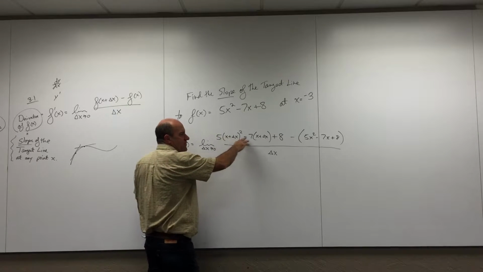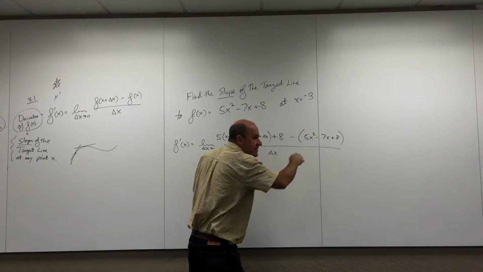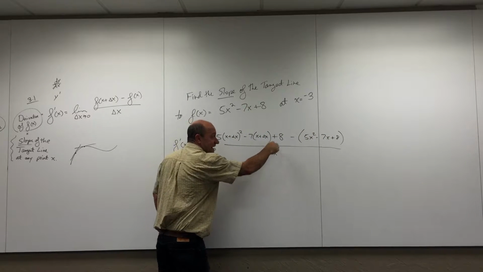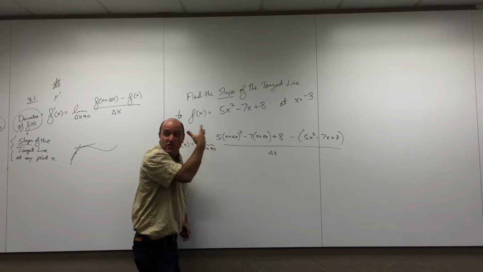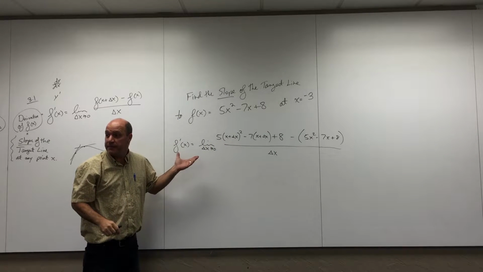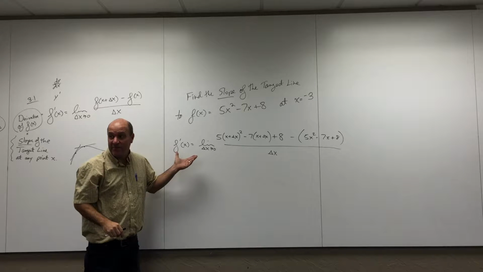Foil this all out, distribute, things cancel. Eventually, this delta x will cancel. That's kind of the last step, and then you can do the limit. Do you want me to help you?